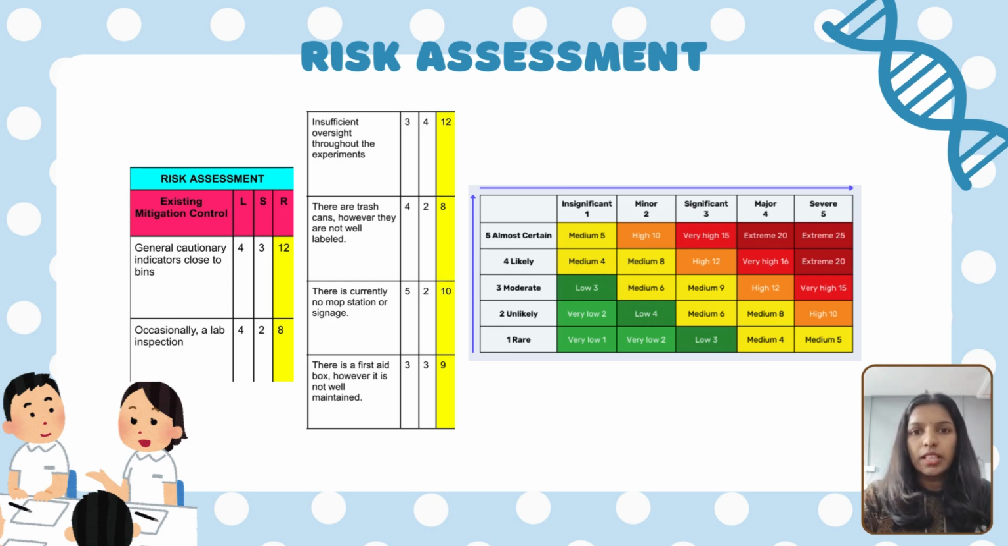Lastly, a disorganized first aid box may delay treatment during emergencies. This is rated at 9, also a medium risk. In conclusion, these hazards, ranging from glass disposal to emergency readiness, highlight the need for better organization and preventive safety measures. By addressing high-risk issues immediately and monitoring moderate risks often, we can ensure a safer lab environment for everyone.